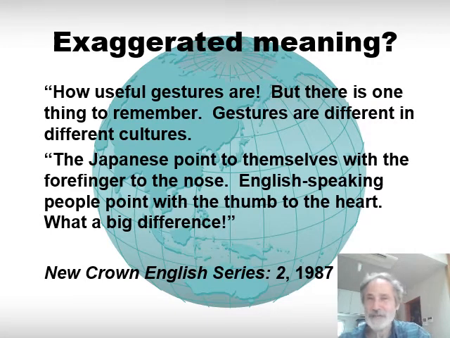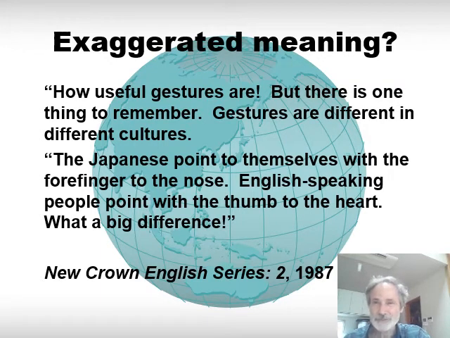So let me give you an example. Many years ago, I was teaching in a junior high school, and we were using a New Crown English textbook, and the students were studying how to use the words how and what. For example, what a beautiful day, or how nice you are. So students were studying how and what. And the textbook talked about the different gestures in different countries.